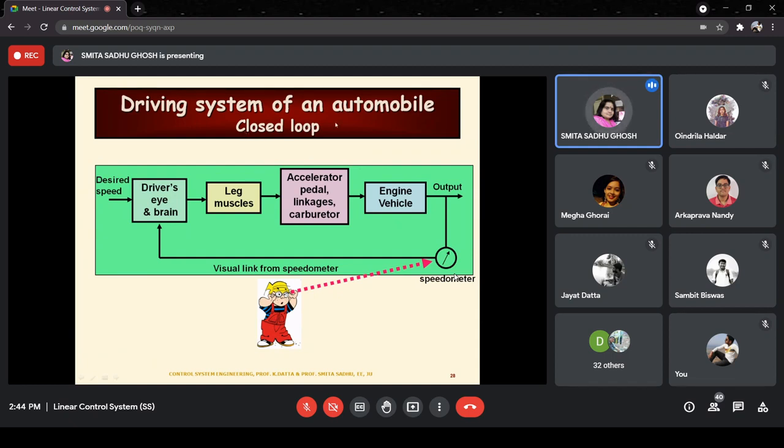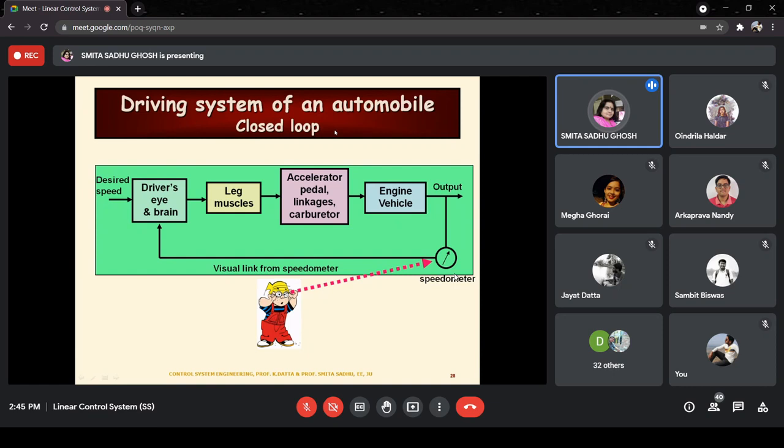In all closed loop systems, we have such a signal which is linking the output to the input side, and accordingly some corrective action is taken. So this link over here, we'll see the formal terms for that. You may also be familiar with some of these terms to a certain extent. This link is known as the feedback, right? So this example is an example of a closed loop system.